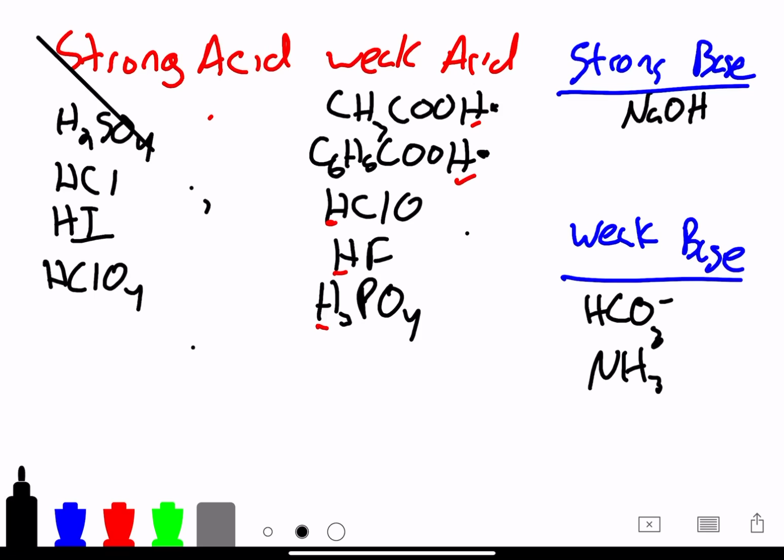And then there's one last species, which is going to be neither, and that is NaCl. Salt. Table salt is neither acidic nor basic.